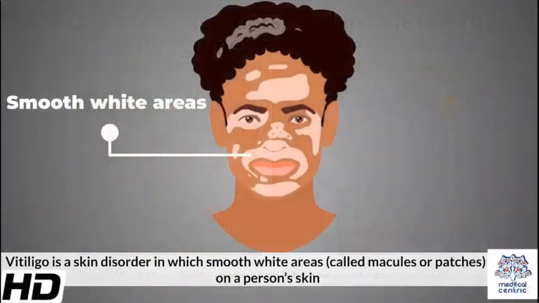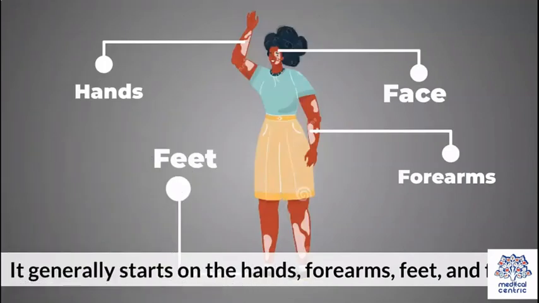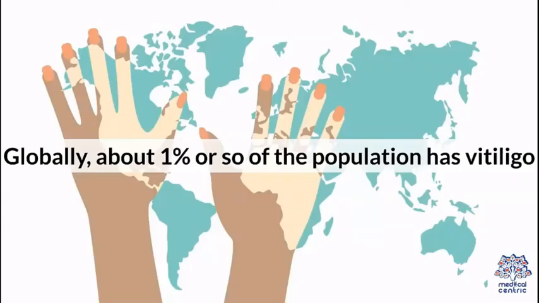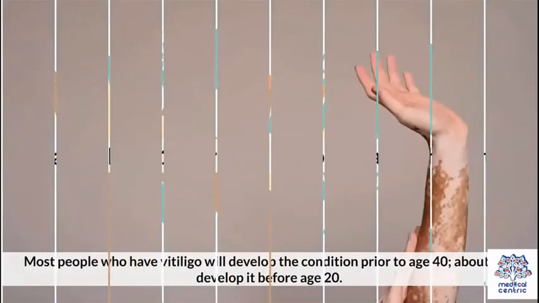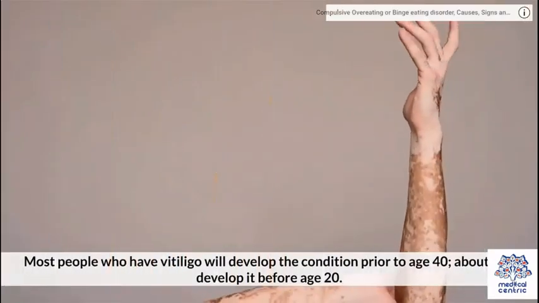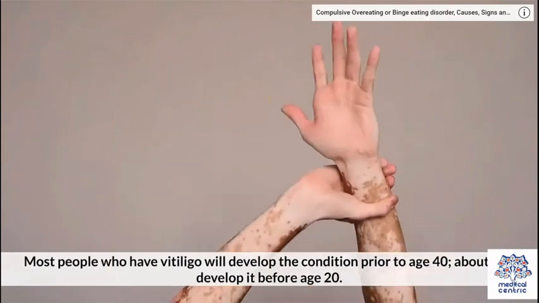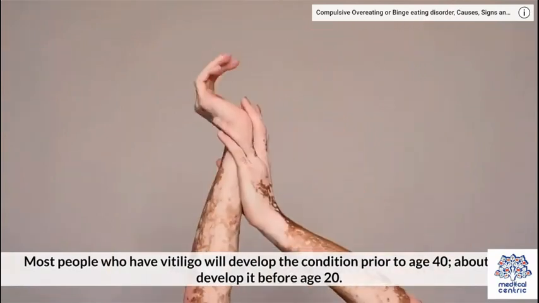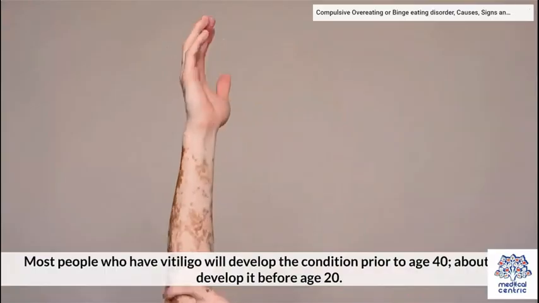Vitiligo is a skin disorder in which smooth white areas, called macules or patches, appear on a person's skin. It generally starts on the hands, forearms, feet, and face. Globally, about 1% or so of the population has vitiligo. Most people who have vitiligo will develop the condition prior to age 40. About half develop it before age 20.